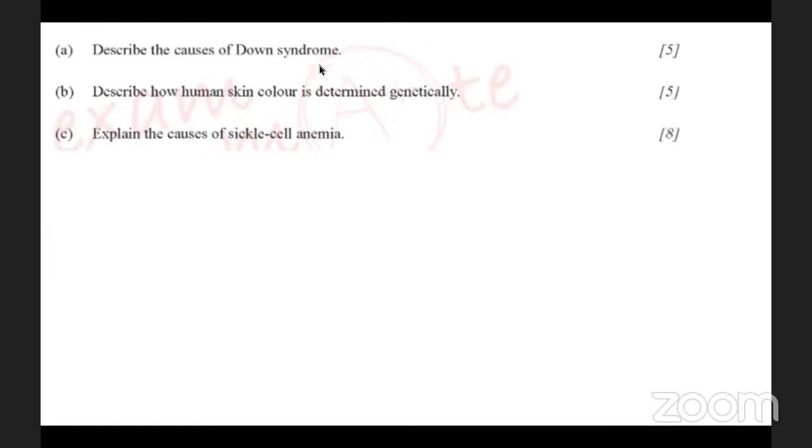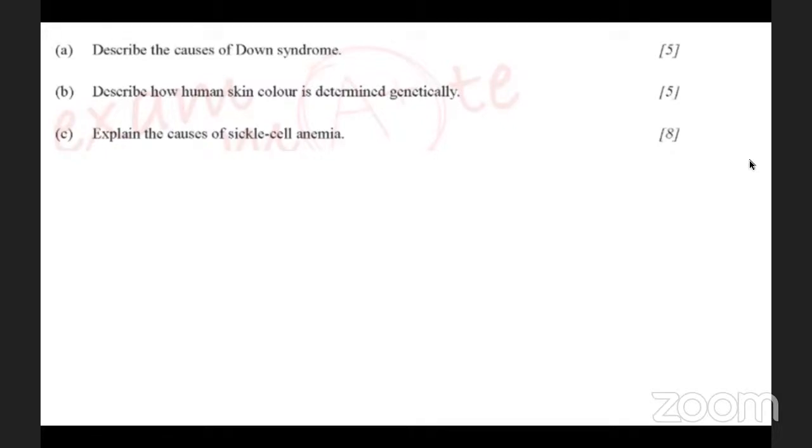All right, so for now, I'm gonna continue with this one. Again, look at the question as a whole. This question is very straightforward. Describe Down syndrome. Describe how the human skin is determined genetically, and explain the causes of sickle cell anemia. So when we look at the word describe, describe is almost like explain. You have to show how it's there detail by detail.